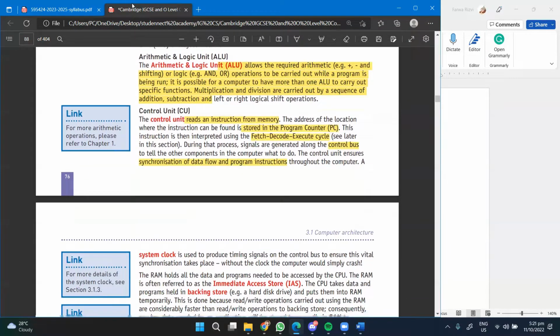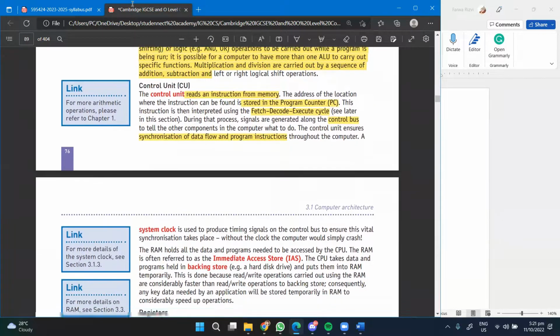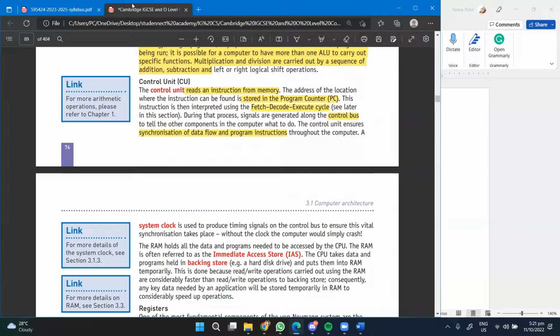A system clock that we mentioned before as well is used to produce the timing signals on the control bus to ensure the vital synchronization takes place. So do you know what synchronization means?